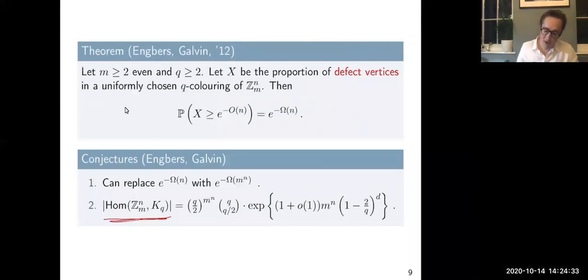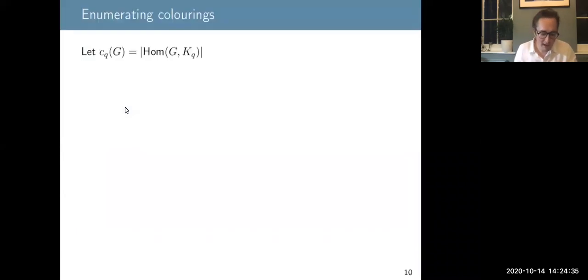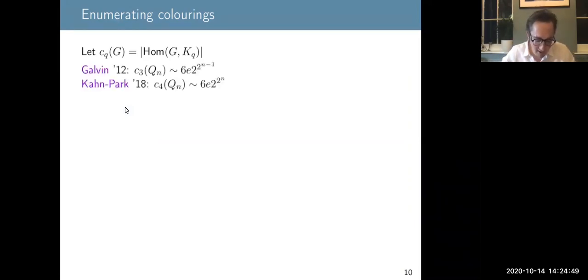Okay, great. So let me just give a little bit of history on this coloring problem whilst we're here. If I let C_Q(G) denote the number of Q colorings of my graph, Galvin showed that the number of 3 colorings of the hypercubes, so here I'm specializing to the discrete torus of side length 2, gave an extremal formula for the number of 3 colorings. Later, Kahn and Park gave this asymptotic formula for the number of 4 colorings.